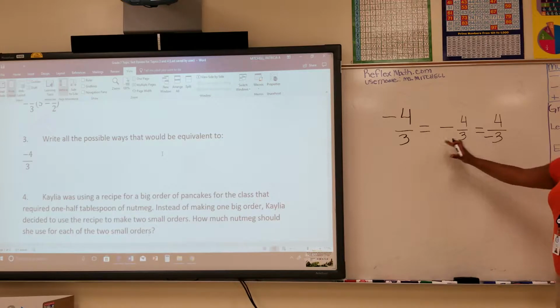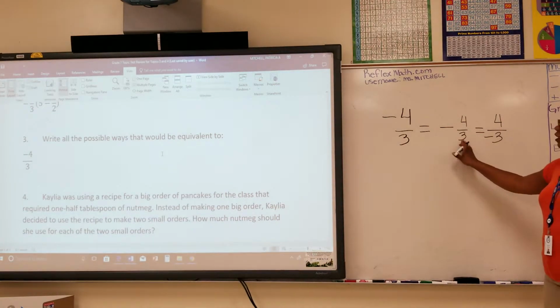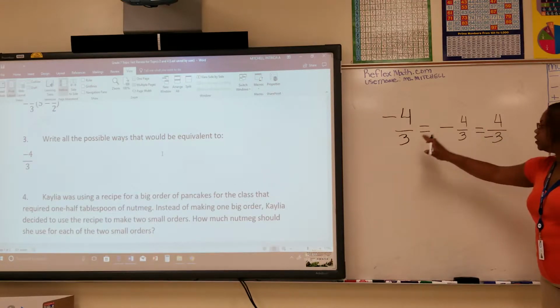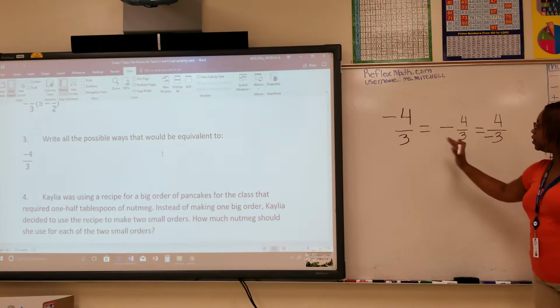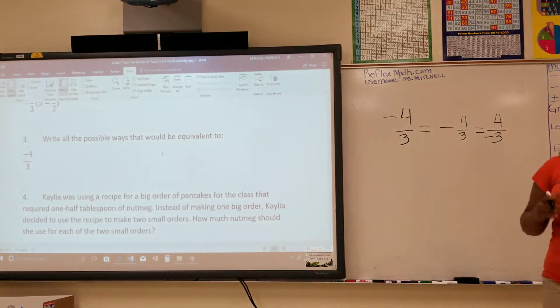It did not change the value. It is still equivalent to this. This is equivalent to this. This is equivalent to this. This is equivalent to all of these, and this is equivalent to both of these. Okay? So remember, in the question, when they ask you, write all the possible ways that negative 4 over 3 is equivalent, all of these ways are equivalent. Okay?